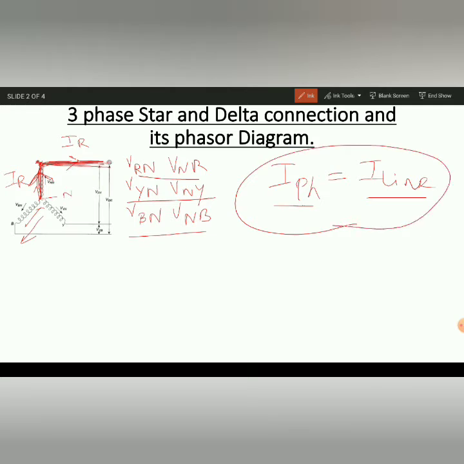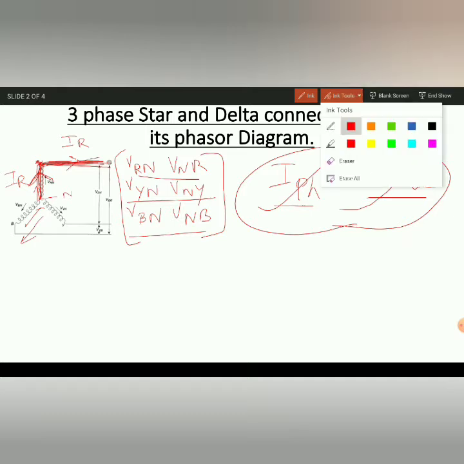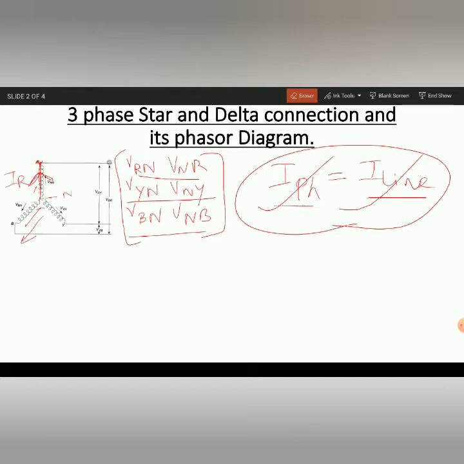So one relation we got for star connection: phase current is equal to line current. And we also identified the phase voltage. Now the next point: the relation for current is over. Line current and phase current, that's all, it's over. But now coming to voltage, what is the problem here? It is very clear.